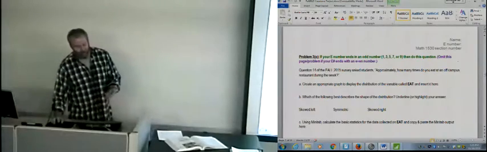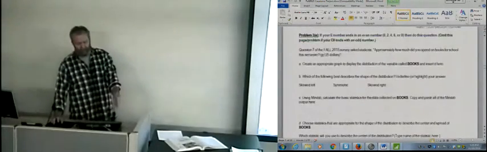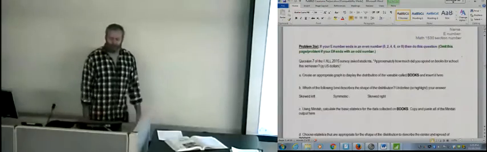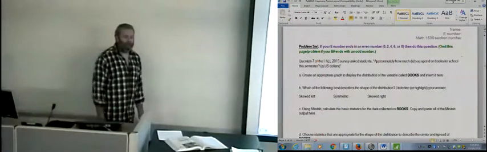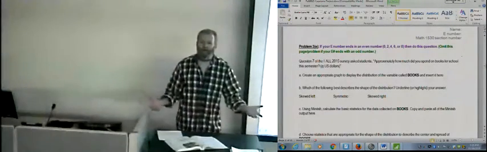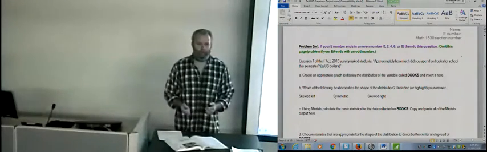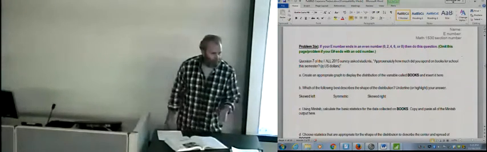So if I come back up here to the one about how much you paid for books: create an appropriate graph to display the distribution of the variable called books and insert it here. You're looking at a quantitative variable. What's the graph you want? The graph you want is a histogram.